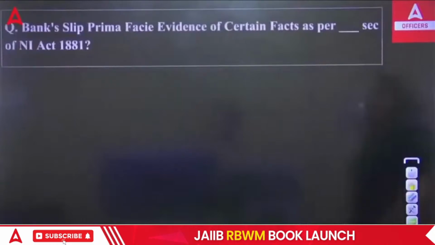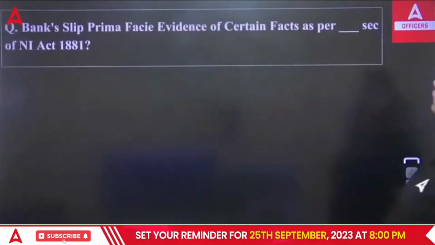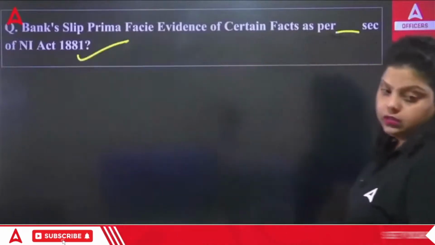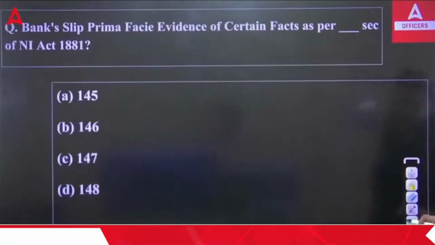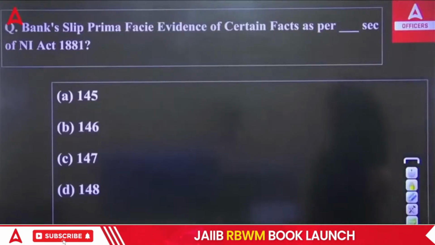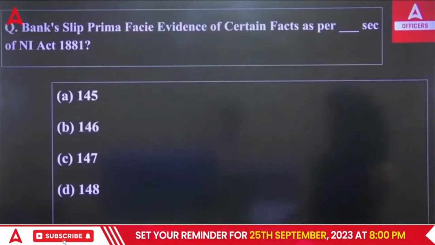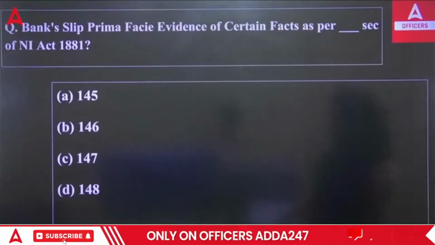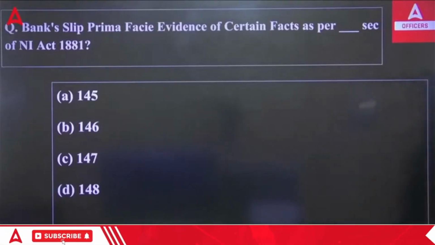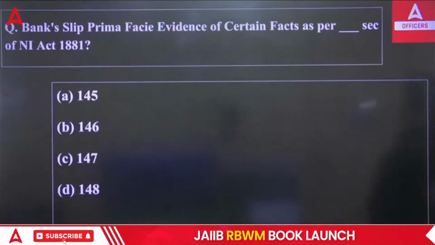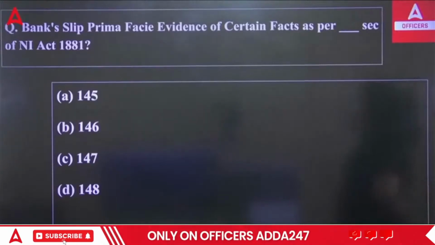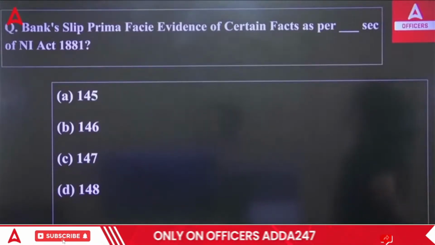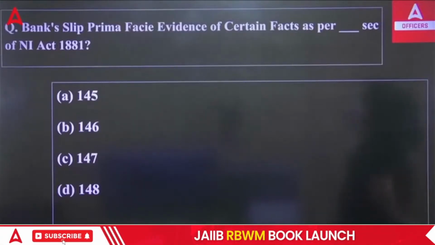Now, bank slip is prima facie evidence of certain facts as per dash section of NI Act 81. And we have section numbers 145, 146, 147, 148. So under which section are we talking about this? Bank slip is prima facie evidence of certain facts as per which section of the Negotiable Instrument Act? First of all, it means the evidence of the complainant may be given on affidavit and, subject to all just exceptions, be read in evidence in case of any inquiry, trial, or other proceedings.